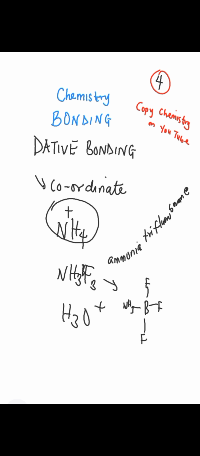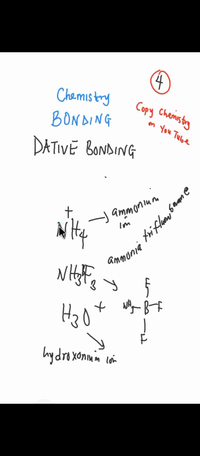Now let's look at how it works in NH4 plus. This is the ammonium ion, not ammonia but ammonium ion. So we're going to look at how it works in the ammonium ion. This H3O plus is your hydronium ion. By the way, if you have any questions, you can leave them in the comments and we'll check them out.